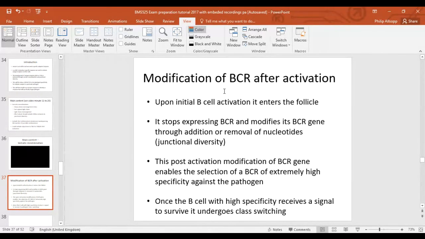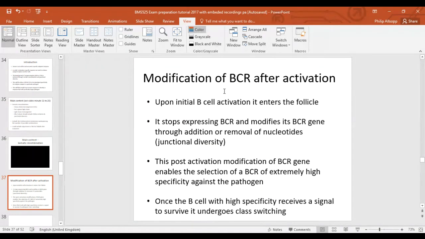So once the B cell becomes activated, it moves into the follicle, stops expressing its B cell receptor, and it does this because at that point that will enable the B cell, or the centroblast as it's referred to at this stage, to manipulate the B cell receptor gene through the removal of nucleotides between the V, D, and J segments and between the V and J segments of the light chain. And by manipulating the B cell receptor gene components, it will alter the affinity of the B cell receptor for the pathogen. Now, that will happen in one of two ways.